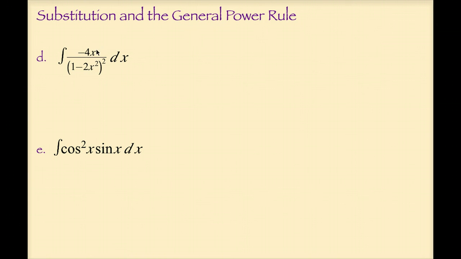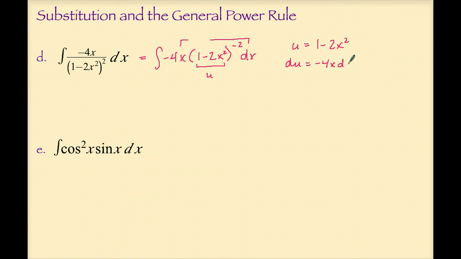Look at the first integrand. Let's rewrite this as -4x times the quantity 1 minus 2x squared to the -2 dx. Here we can then see that this is the inner function u, and our du will be -4x dx. So u is 1 minus 2x squared, and du will be -4x dx.